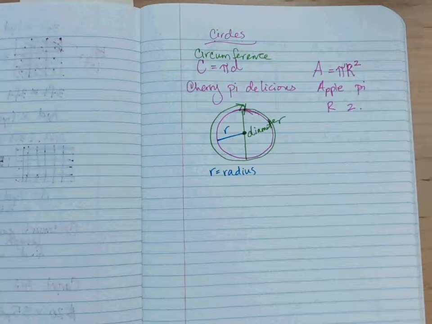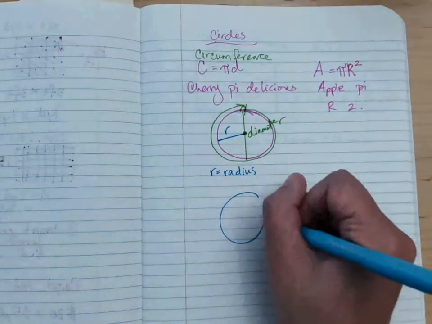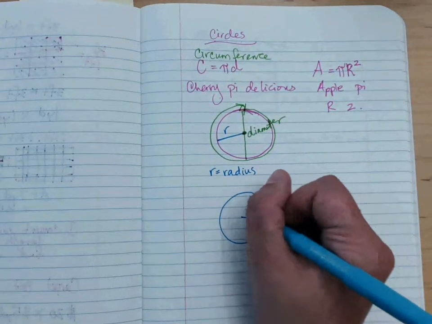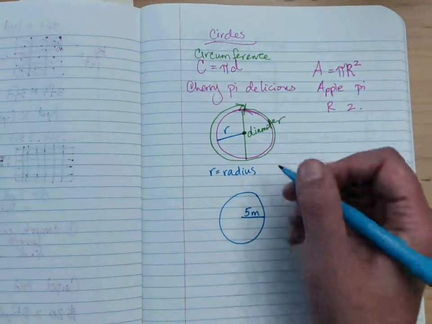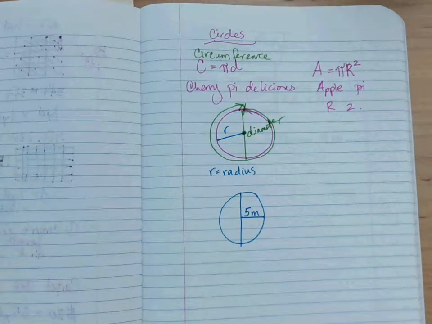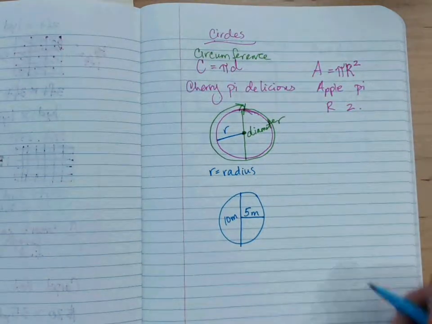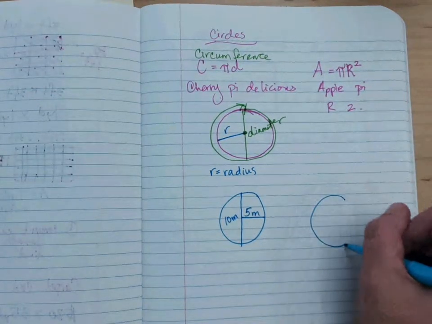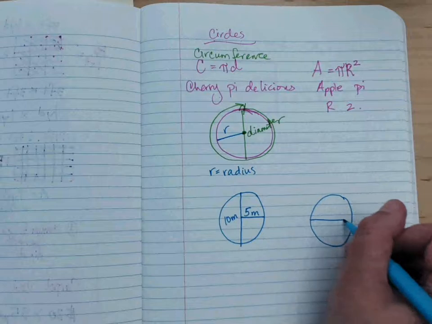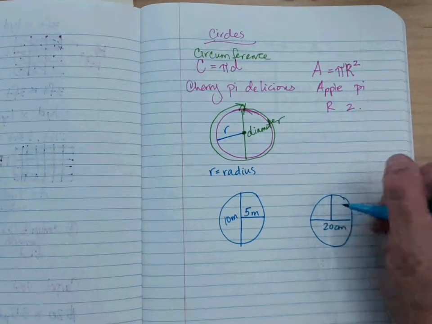So what's the relationship between the diameter and the radius? Well, if I have a circle and I know that the radius is 5 meters, who can tell me what the diameter of that circle would be? 10 meters. Okay? If I have a circle and it has a diameter of 20 centimeters, who can tell me what the radius would be?